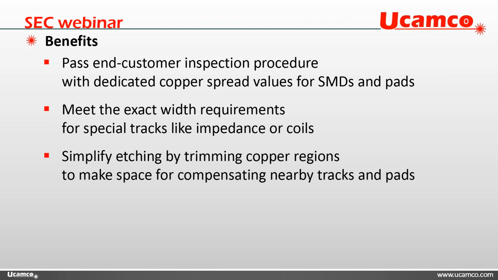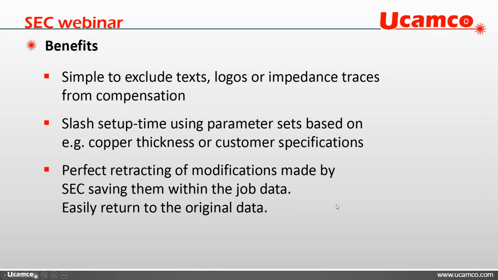The copper regions, the third point over here: the etching can be simplified a lot because you can make space for your tracks and pads, which we also saw. You can exclude text, logos, impedance traces for compensation. That was the last example that we saw.